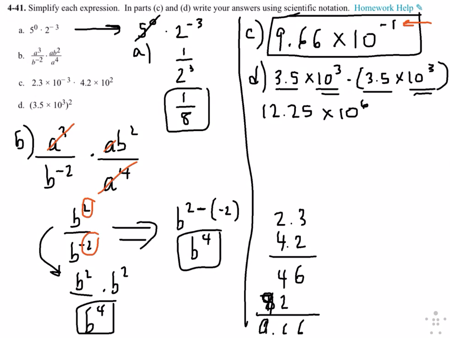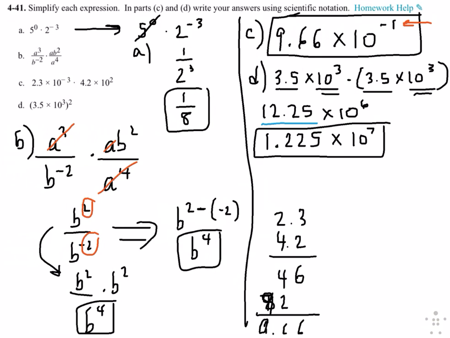We add. But keep in mind, they wanted us to write our answer in scientific notation. And this part is not, because it has to be between 1 and 10. So we have to rewrite this as 1.225. And that means we have to move the decimal one place further. So 1.225 times 10 to the 7th power.